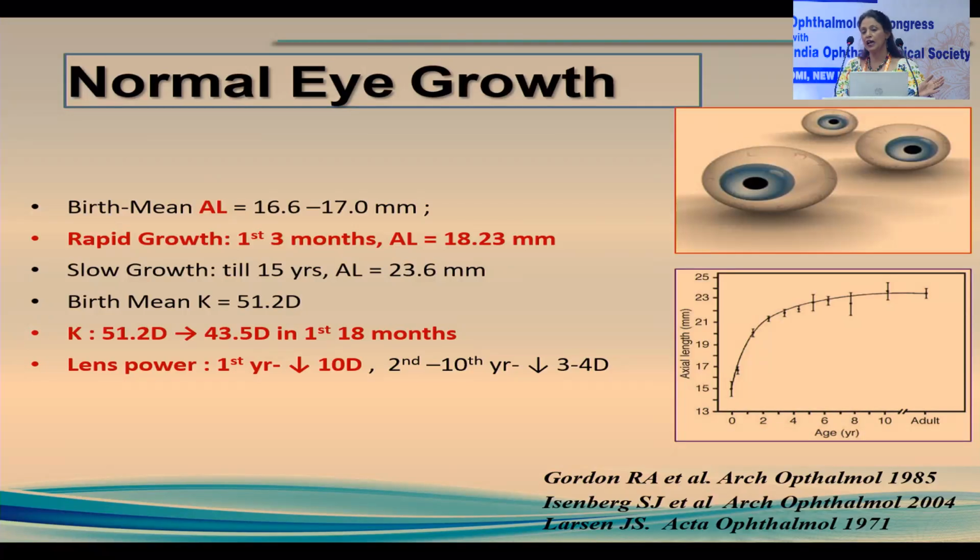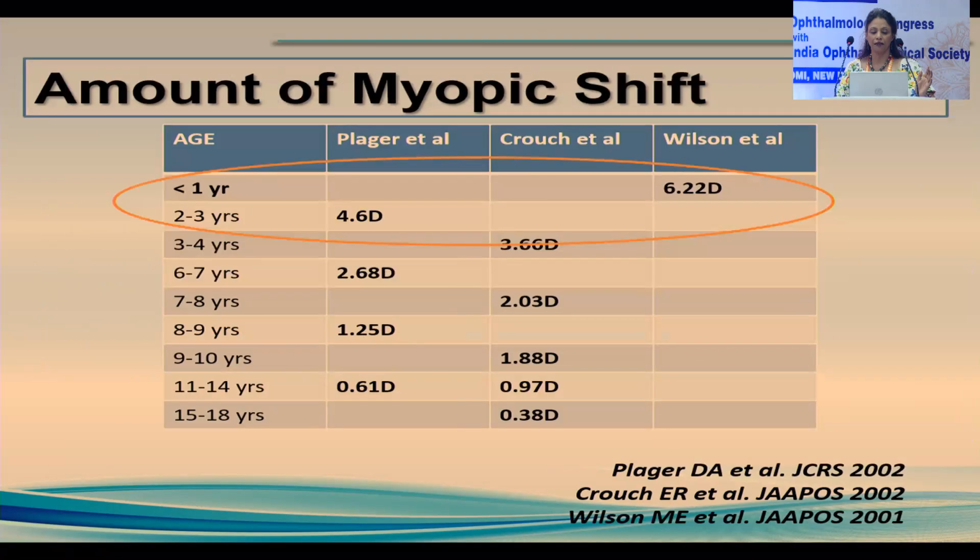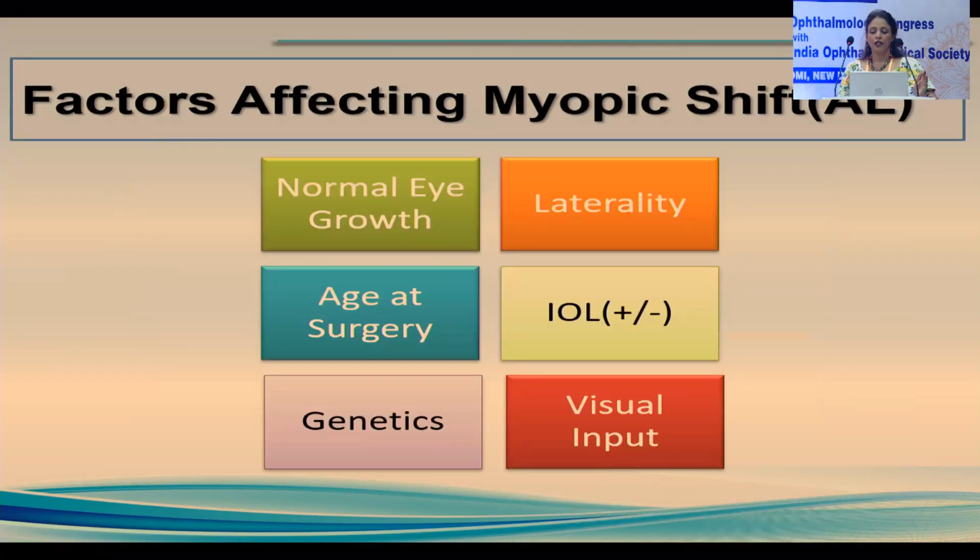All these changes, as I said, occur markedly during the first 2 years of life, 1.5 to 2 years. The maximum amount of myopic shift, as seen in various studies, is again in the same time duration. Let's look at the factors which affect this myopic shift: the normal eye growth pattern for everybody, the age at which we have operated the child for the cataract, whether we have placed the IOL or not, whether it was a unilateral or bilateral cataract, the genetic influence which comes from the parents, and the visual input, that is, for how long that eye was deprived of seeing clearly.